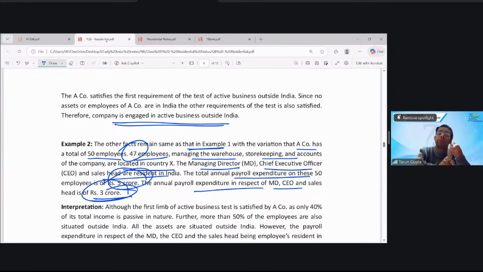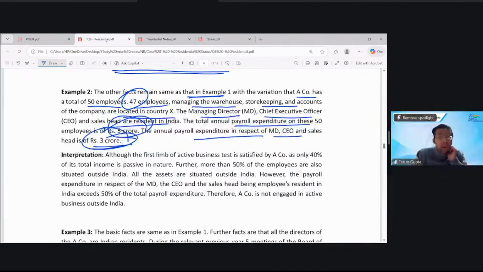I have the passive income at 50% or less. The assets are all outside India. I have employees in India which are less than 50%. But the payroll expense on such employees is more than 50% of my total payroll cost. You with me? And therefore, I do not satisfy the fourth condition. And therefore, I cannot be said to have an active business outside India.